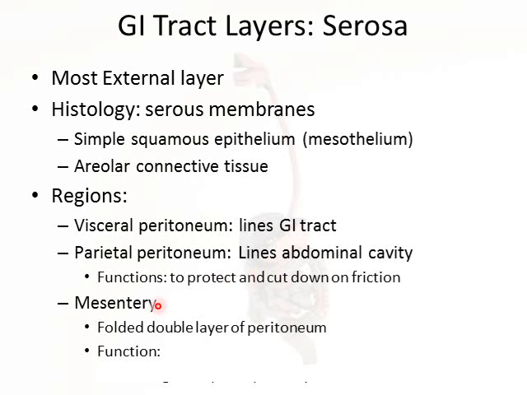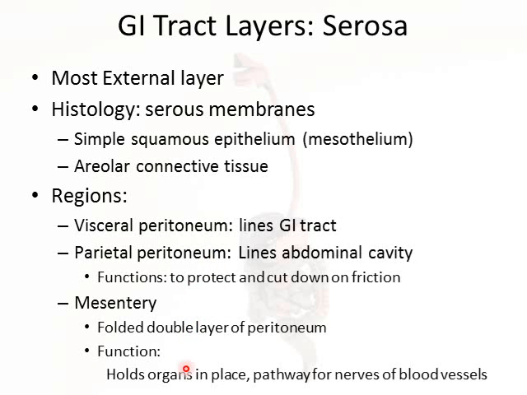Okay, and then this is where we find the mesentery, that nasty stuff you guys pulled out of the cats. This is where we find that. This is a folded double layer of the peritoneal lining. And the function of this is to hold the organs in place and also provide some stability for the nerves and blood vessels that are passing through this area.